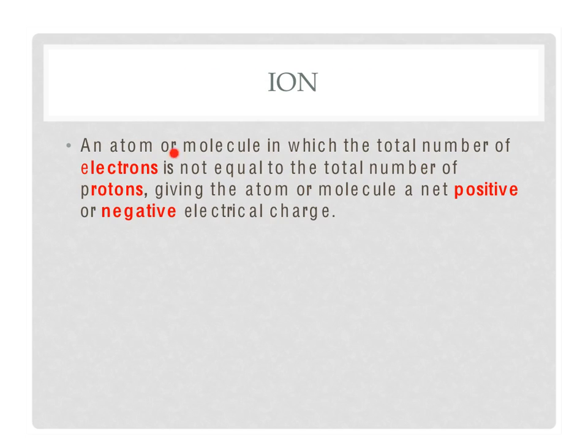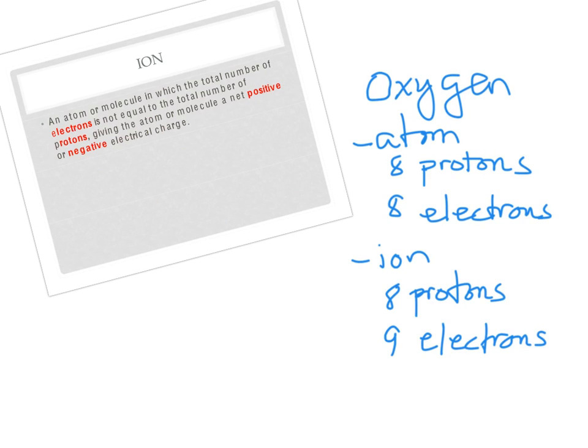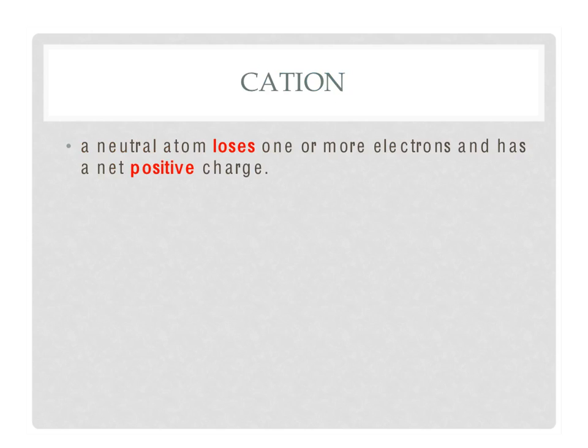Ion is an atom or molecule in which the total number of electrons is not equal to the total number of protons, giving the atom or molecule a net positive or net negative electrical charge. For example, oxygen, which traditionally as an atom has 8 protons and 8 electrons, making it neutral. However, as an ion, the number of protons still stays the same as 8. However, the number of electrons can actually increase to 9, for example. There are two types of ions, a cation and an anion.